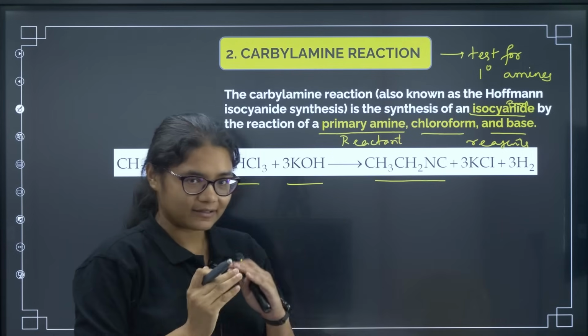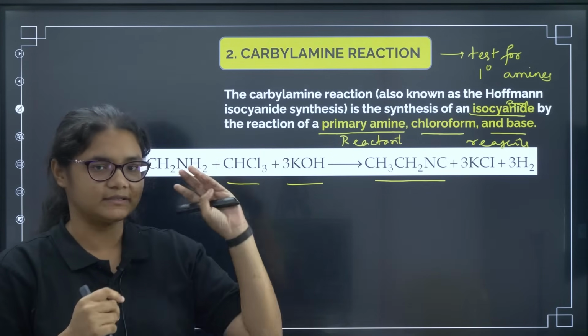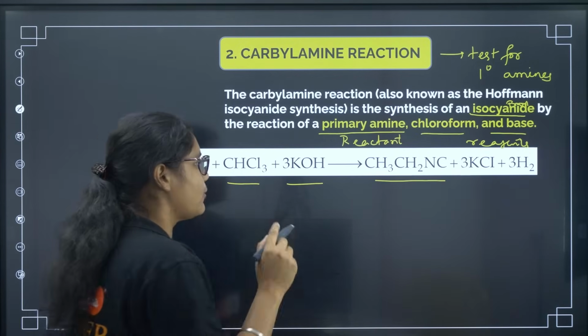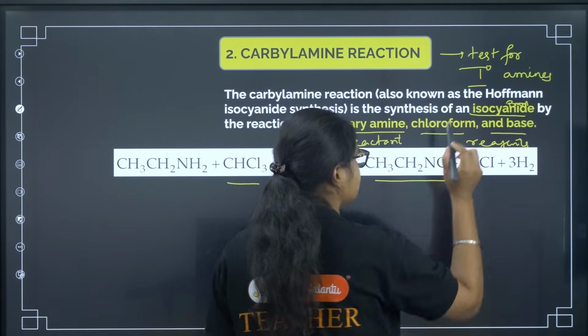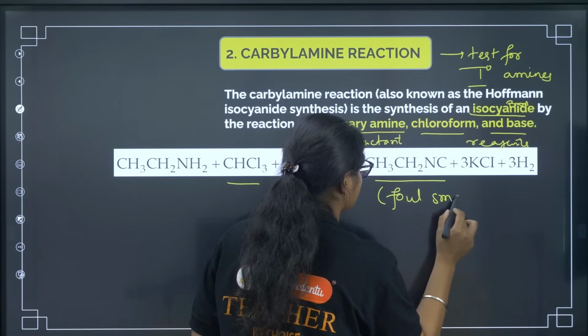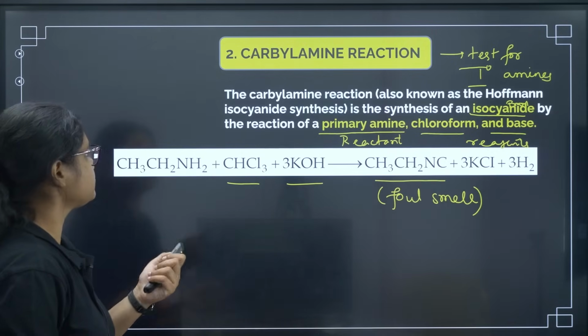Please write in this session the heading carbylamine reaction, then 3 important points, reactant, reagent, product, and then you can write down the reaction. One important point about this is it is a test for primary amines and it produces a foul smell. Okay, clear? Now going to the next.